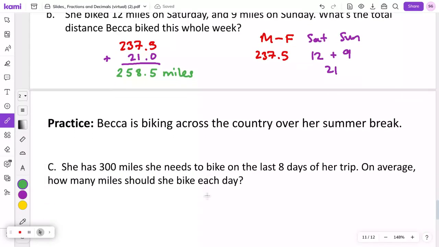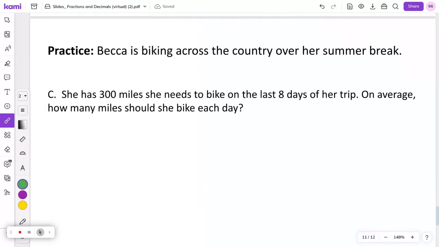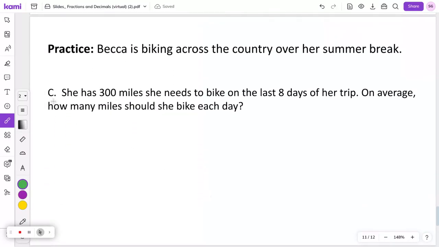I've got one final one related to Becca and her biking across the country. For C, it says she has 300 miles she needs to bike on the last 8 days of her trip. On average, how many miles should she bike each day? One final time, stop the video here, try this problem, and come back to see how you did.